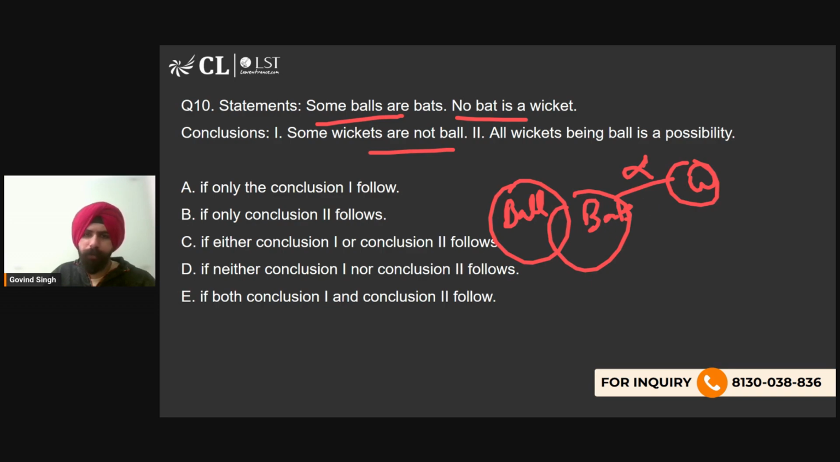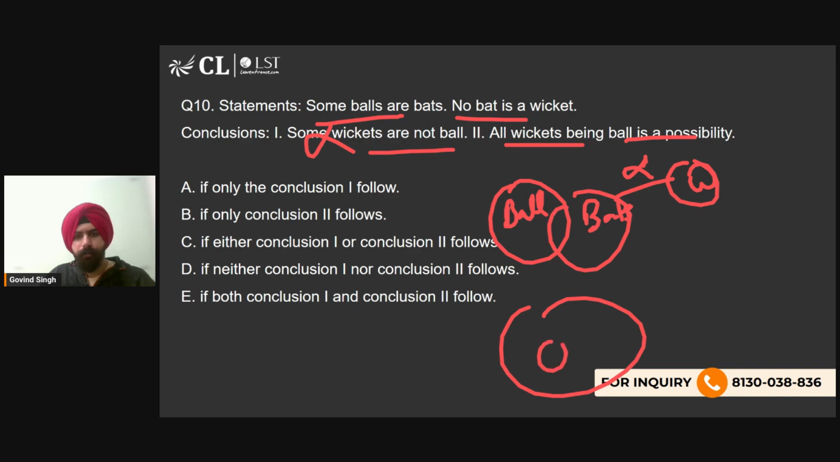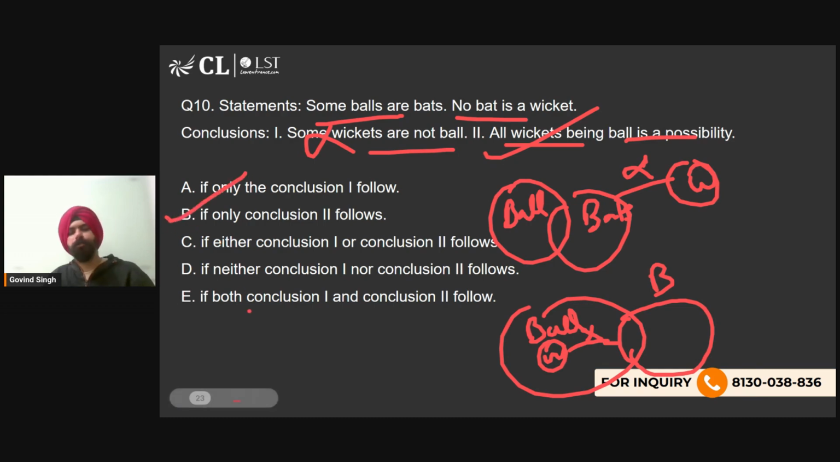No, the flip is correct. Some balls are not wickets, we can say, but we cannot say that some wickets are not balls because wickets could, you never know, be in between this as well. So we can't say. All wickets being balls is a possibility. Let's draw wickets inside ball. And no bat is a wicket. So yeah, it is a possibility. All wickets being balls is a possibility, which is true. So the second one is true, which means only conclusion 2 follows, which means option number B.